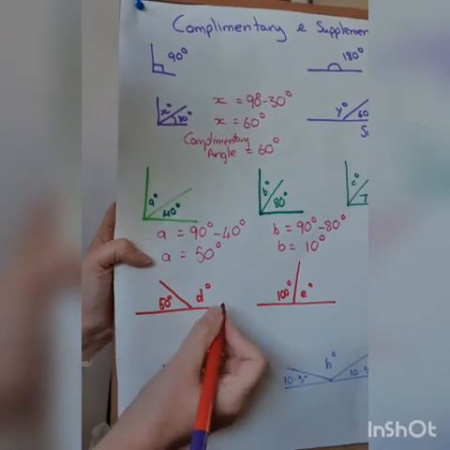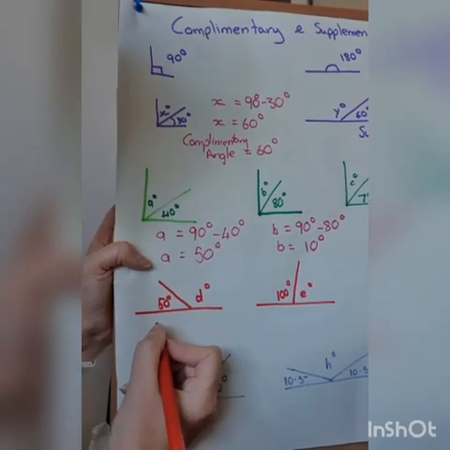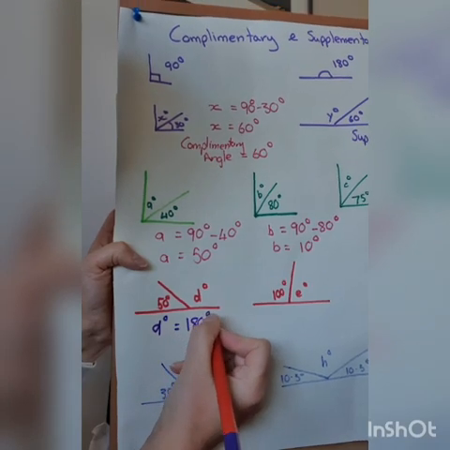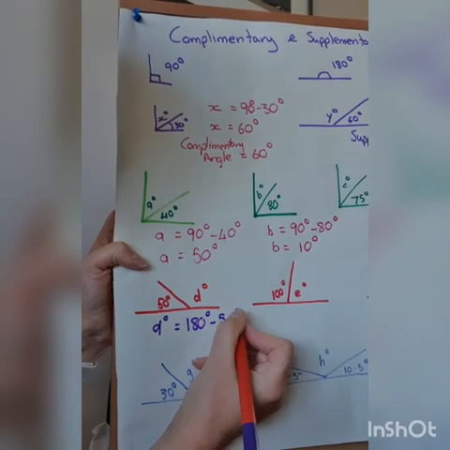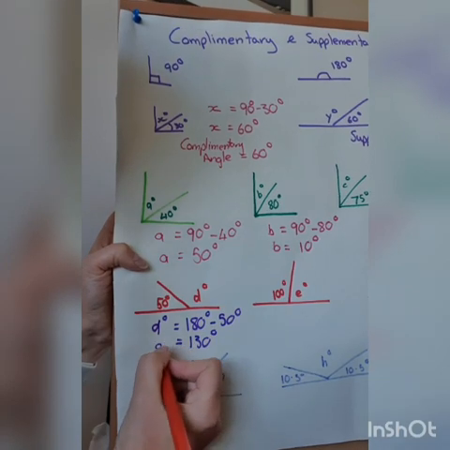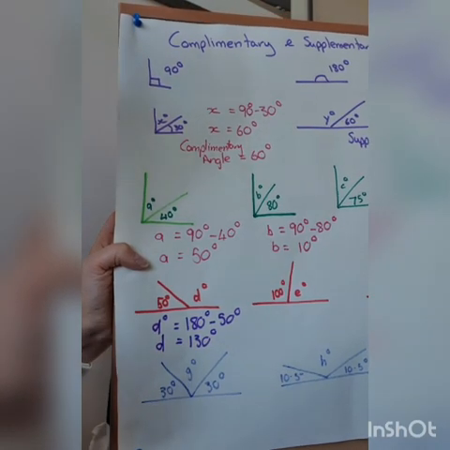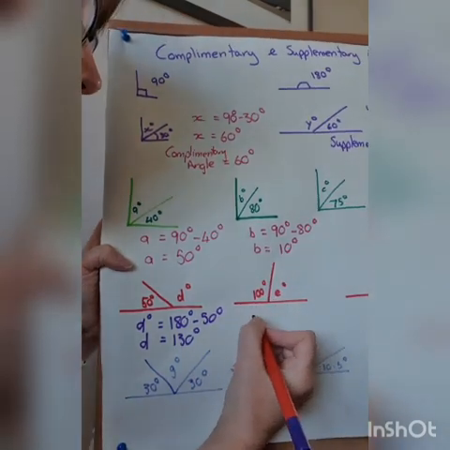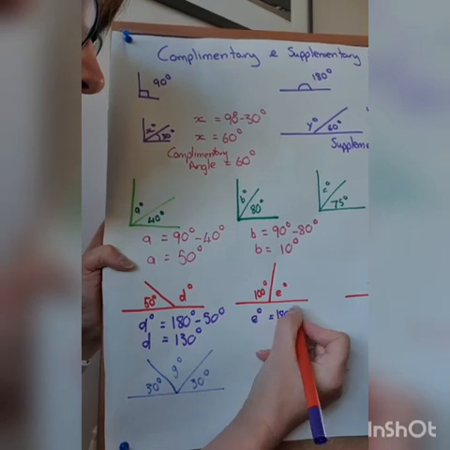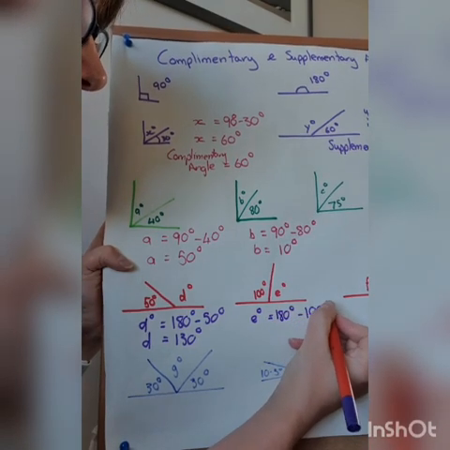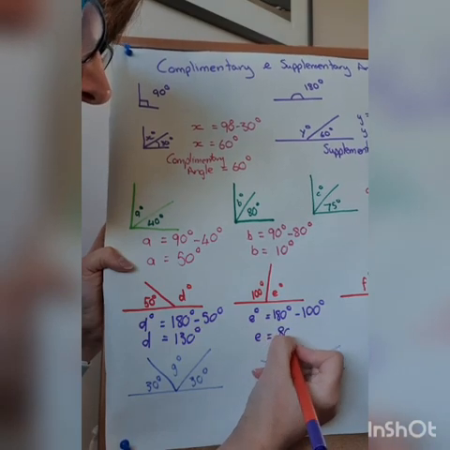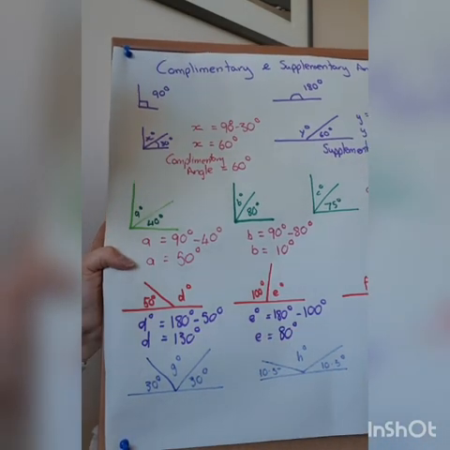Supplementary angles, because it's a straight line. So D is 180 degrees, take away 50 degrees, which equals 130 degrees. So D equals 130 degrees. And this one, our E supplementary angle, is 180 degrees. Take away the 100 that we already know. So E equals 80 degrees.